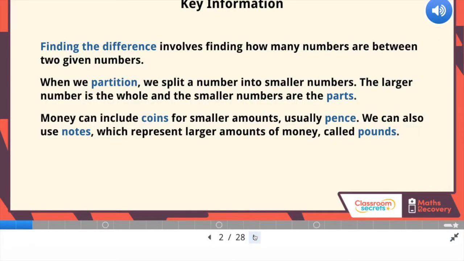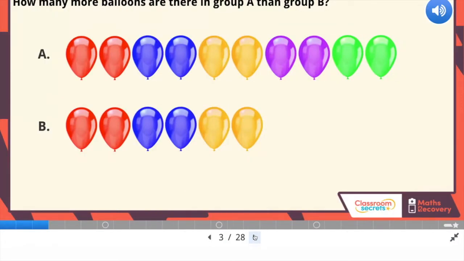Hello, Year 2. Today's maths lesson, we're going to be using our money skills, but also our subtraction skills too, because we're going to find the difference between two amounts. So let's have a look at this first, just to warm up.